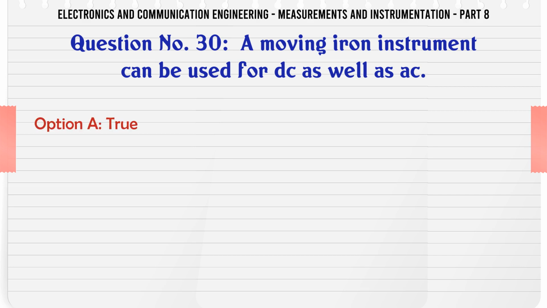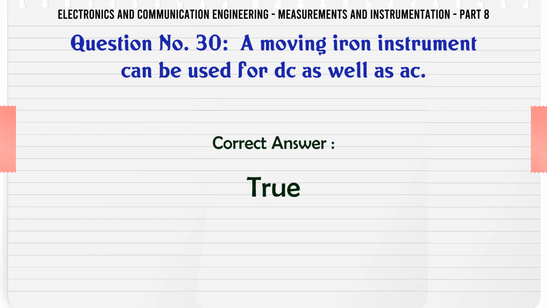A moving iron instrument can be used for DC as well as AC. A: true, B: false. The correct answer is true.